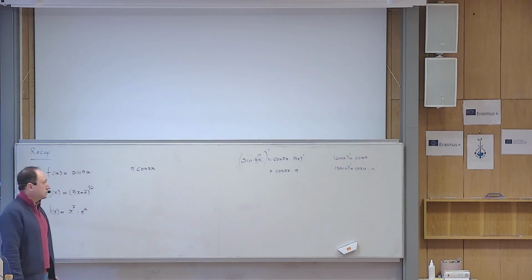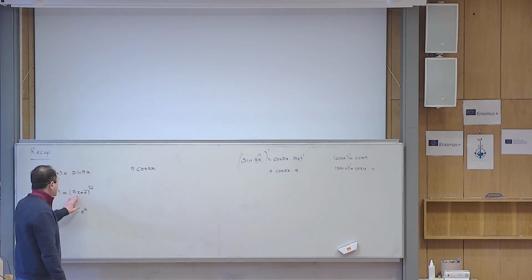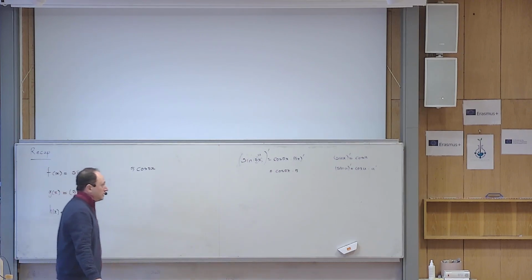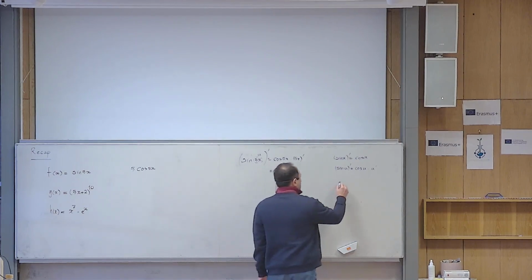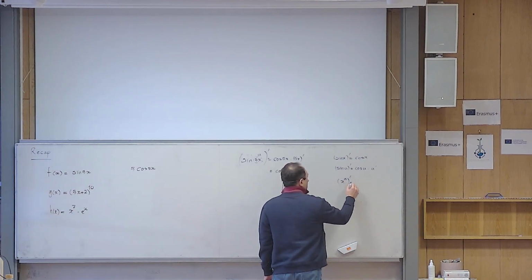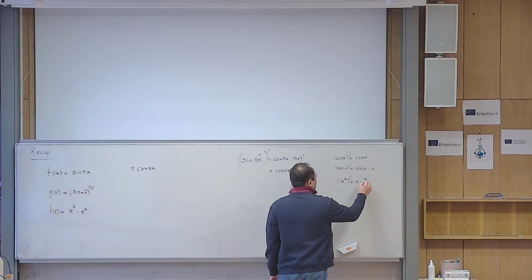The next one, the same story. Which formula is suitable for this? The formula that you will see in the formula sheet is x to the power of a prime, which is a x to the power of a minus 1.